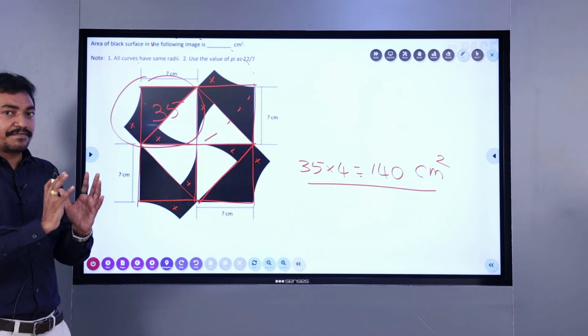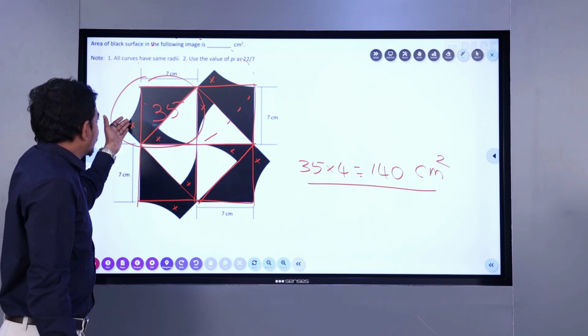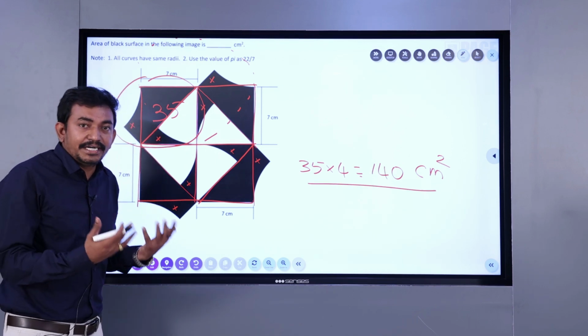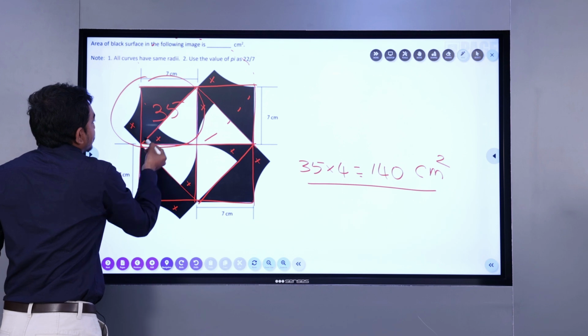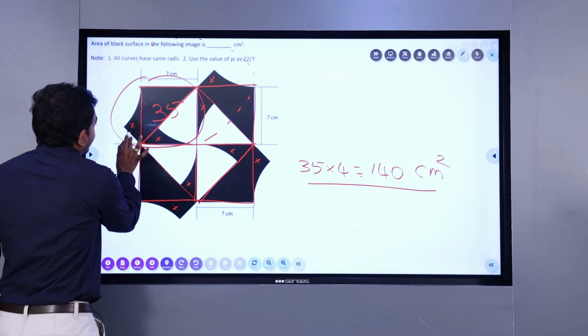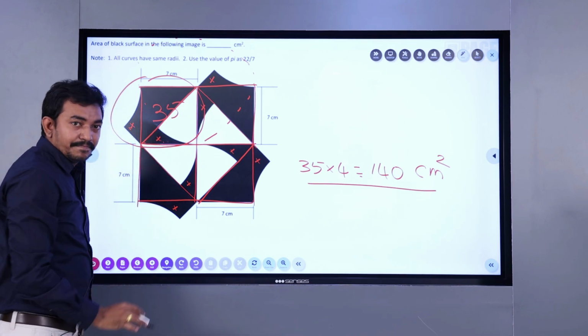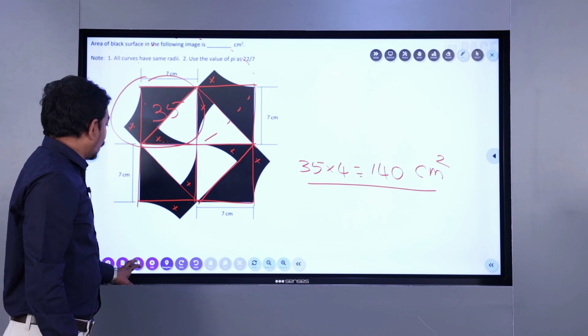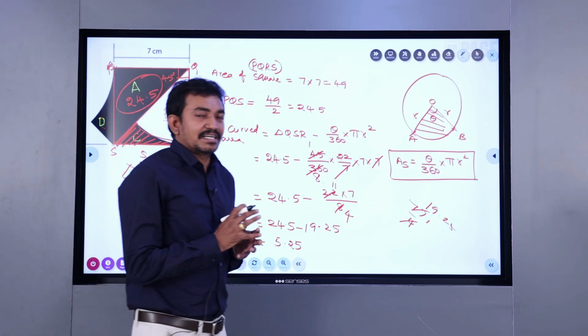So the beauty of the question lies in this division, guys. How did we divide? We drew the diagonals and we observed these two are of the same area. So that is how we will work out unsymmetrical curved areas.